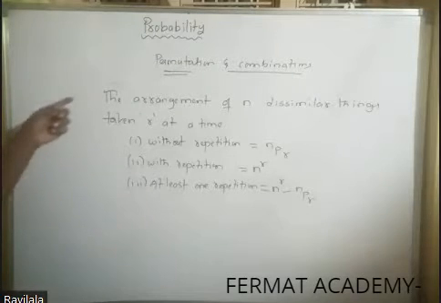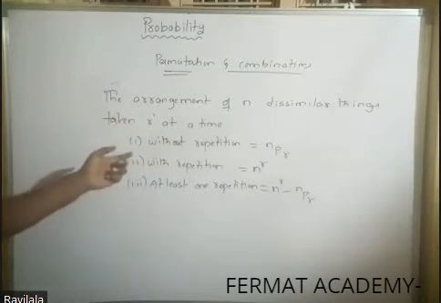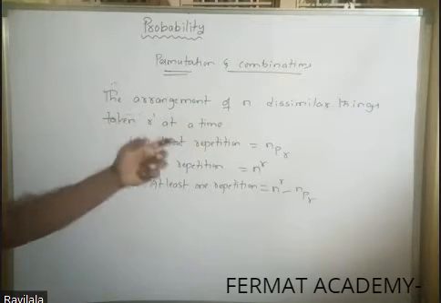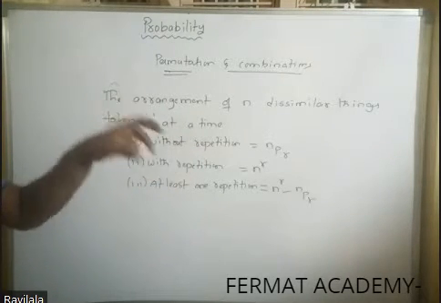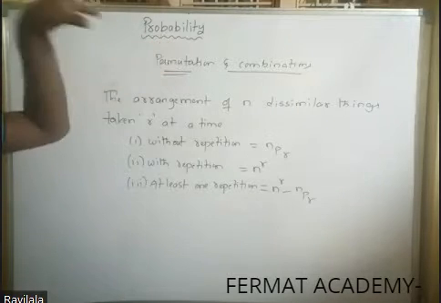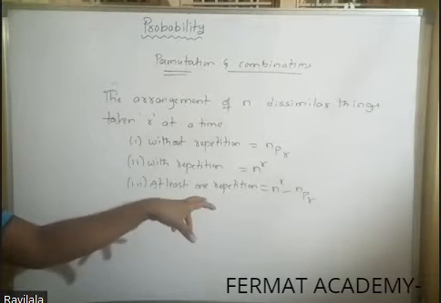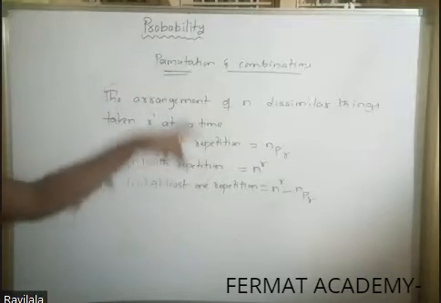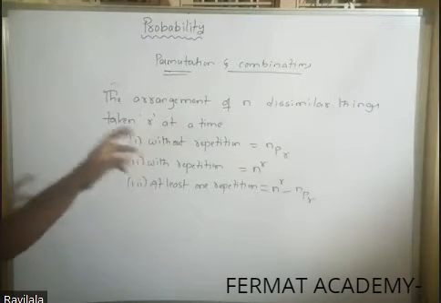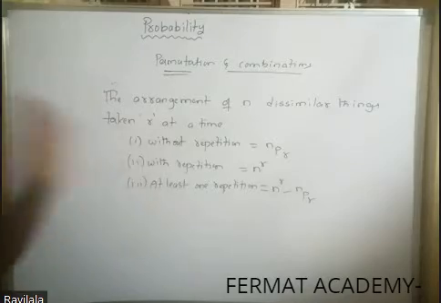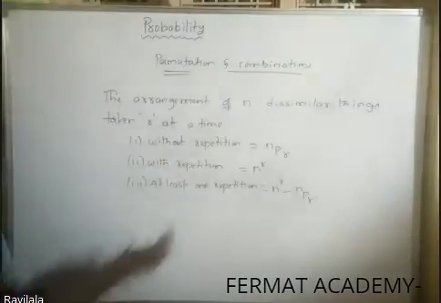The arrangement of n dissimilar things taken r at a time: without repetition nPr, with repetition n power r, at least one repetition n power r minus nPr. While doing probability questions, the favorable cases will mostly come under these three formulas. Do you know how to solve this nPr?